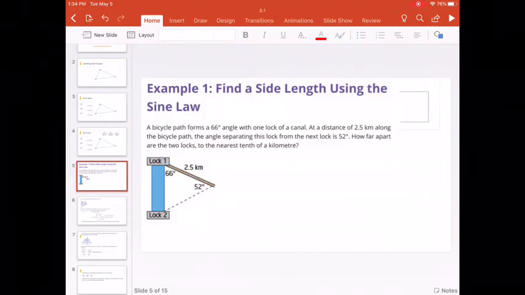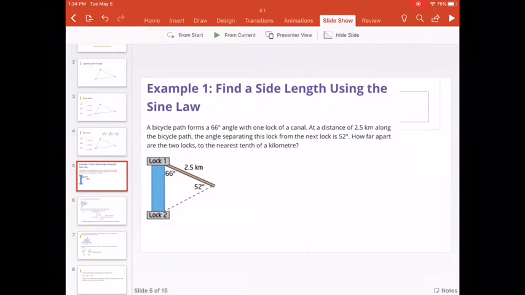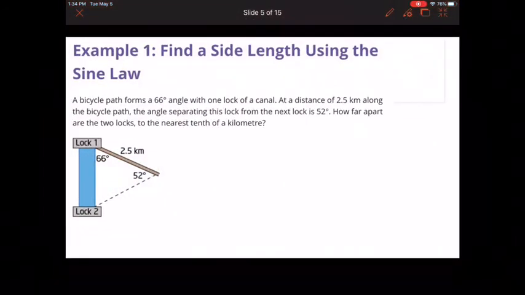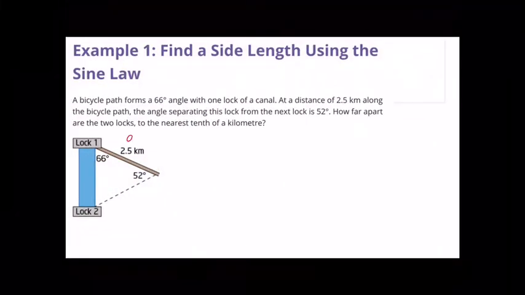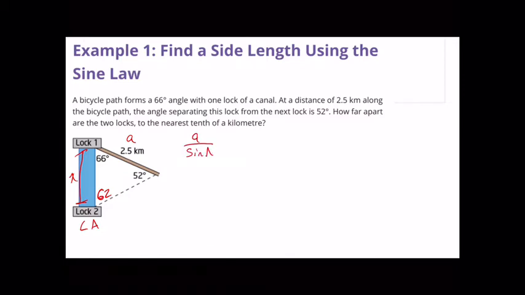Sorry, glitch in there. So, write it all out again. I figured out that this angle is 62. I'm trying to find my x. I've got A over sine A equals x over sine x.